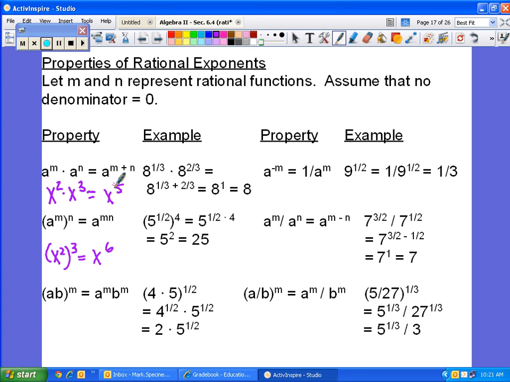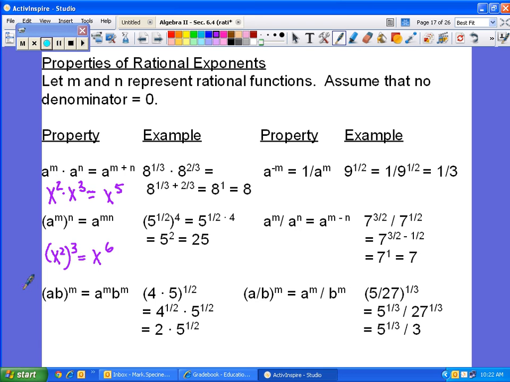On the other hand, if you have some exponent raised to another power, that's when you multiply the exponents. So x squared raised to the third power becomes x to the sixth power. When you have more than one thing under a radical sign raised to a power, you distribute that exponent. So the quantity AB raised to some power converts to a to that power times b to that power.